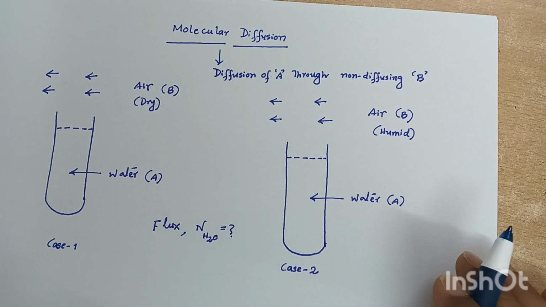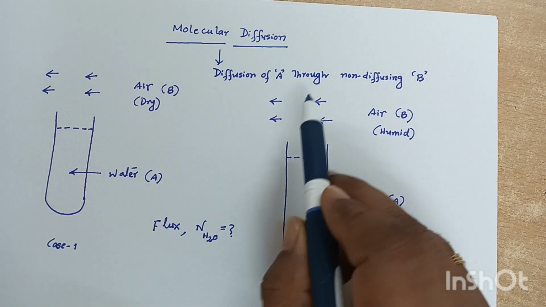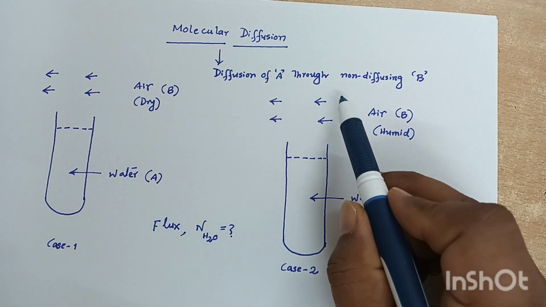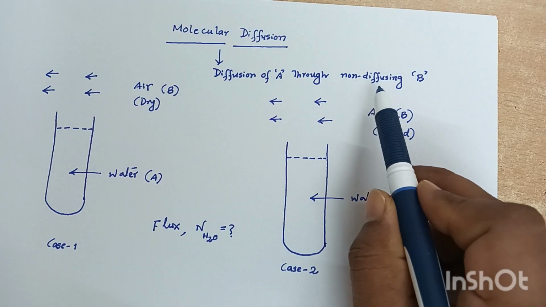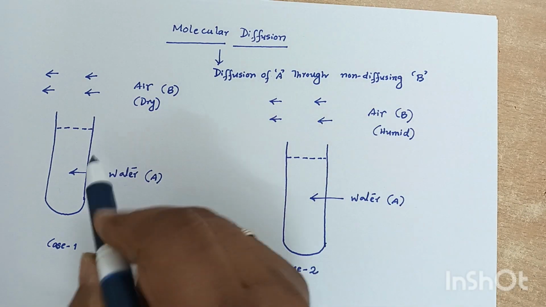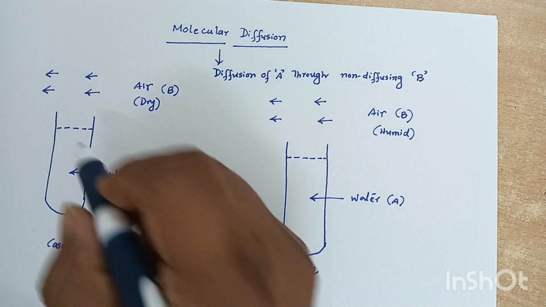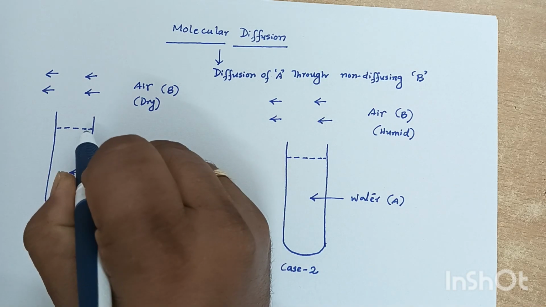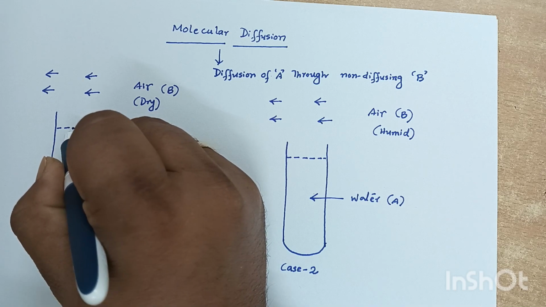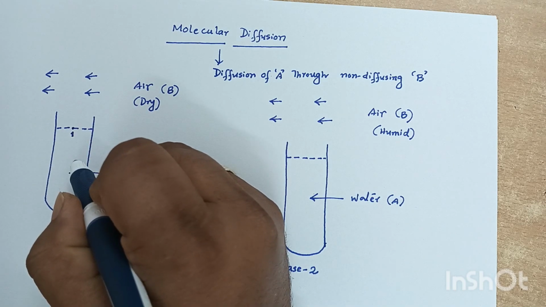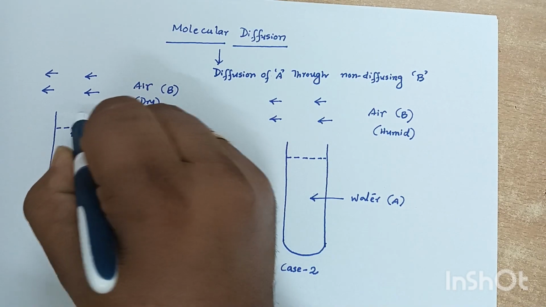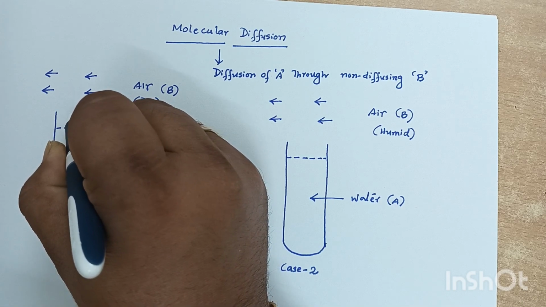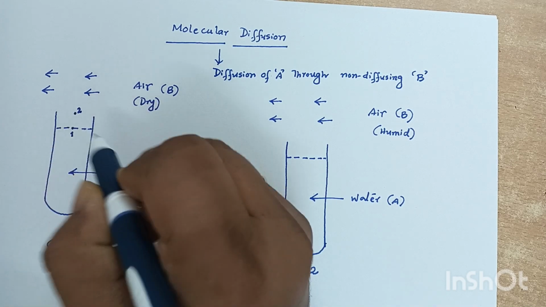these two cases. Now, as I mentioned, it's a case of diffusion of A, which is water, through a non-diffusing layer of B, which is stagnant. So let me first try to explain this. As you can see in the figure, water is filled up to this point. Suppose this is point 1 and the mouth or the top of the test tube, let it be point 2.